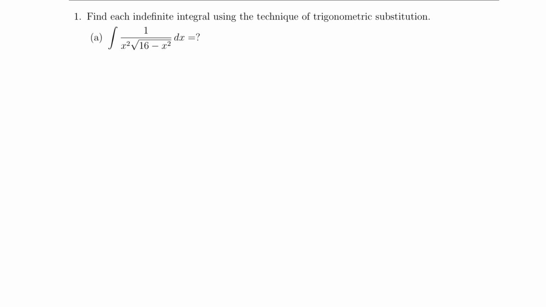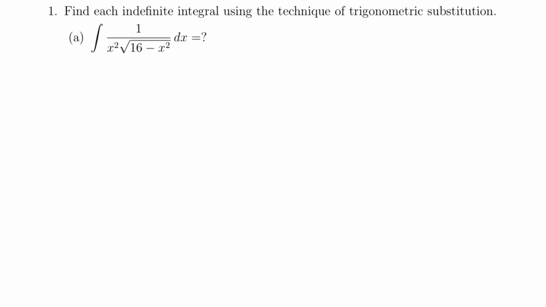We've got the antiderivative of 1 over x squared times the square root of 16 minus x squared dx. Again, pattern recognition. Why can we not use a u substitution on this? Because if we let u be the inside piece, 16 minus x squared, the derivative would be negative 2x dx. There's no x dx on the top.